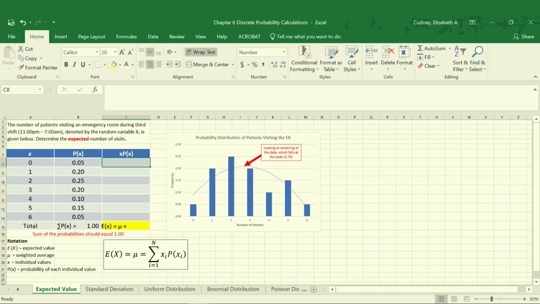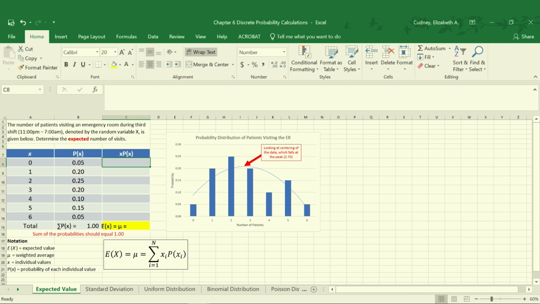So let's take a look at an example. Let's suppose we have the number of patients that are visiting the emergency room during third shift. In this case, it would be from 11 o'clock at night until 7 a.m. in the morning. So our random variable X would be the number of patients.